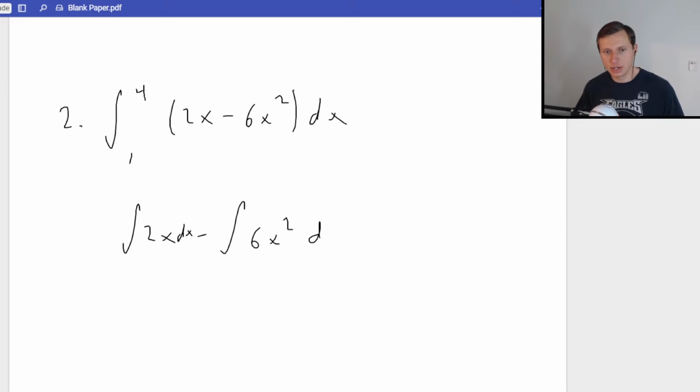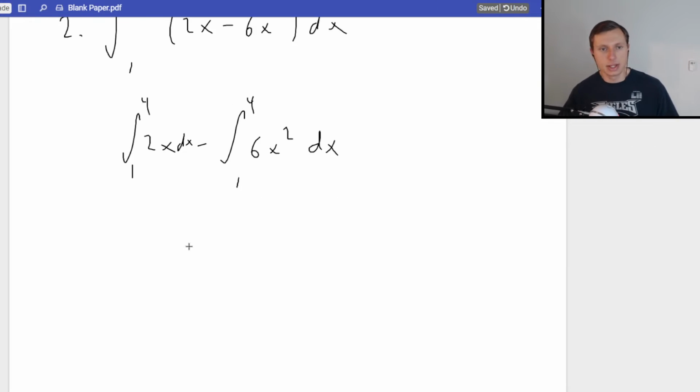Technically, you need dx here on both, and you need the bounds on both. So this is just going to be two power rules, just like we've seen all day. The integral of 2x is going to be, well, the 2 is a coefficient, times x to the first. So I add 1 to the power of 1, like x to the 1 plus 1, so I get x squared divided by 2.